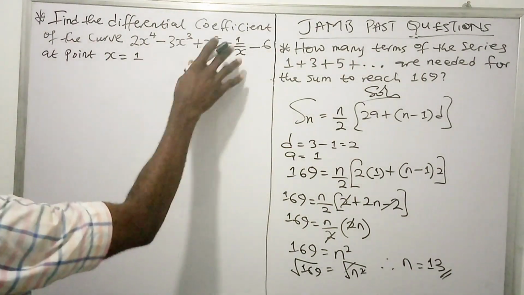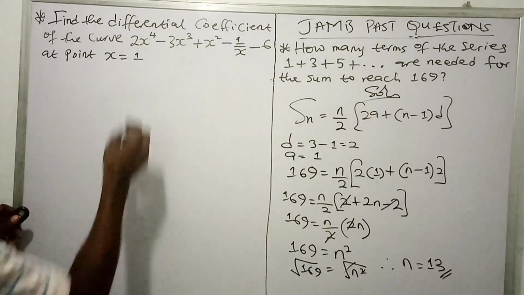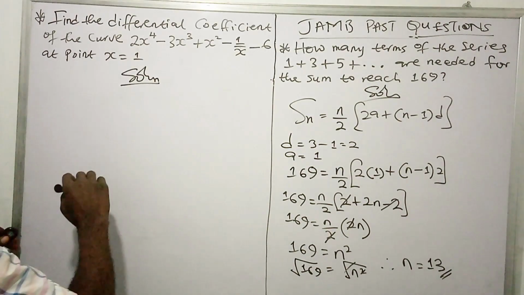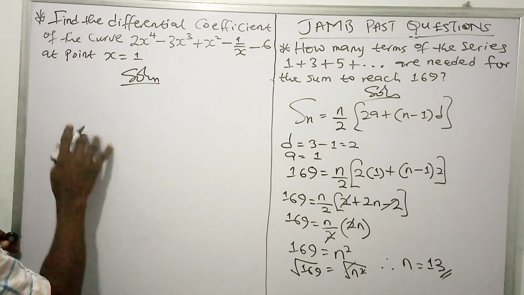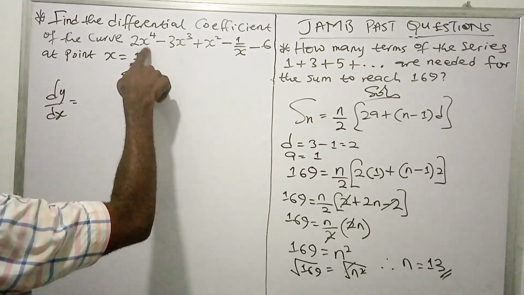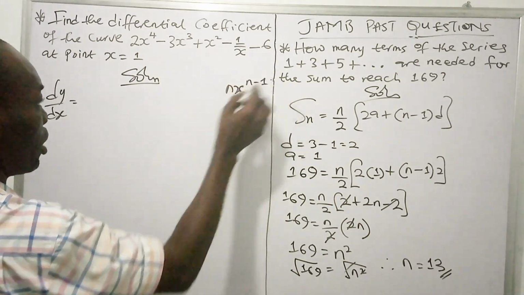But let's see the second question here. We're asked to find the differential coefficient of this curve at the point x equals 1. So what we'll simply do right here now is to differentiate this, then we'll substitute the value of x into the expression. We differentiate this using our general formula, nx raised to the power n minus 1.